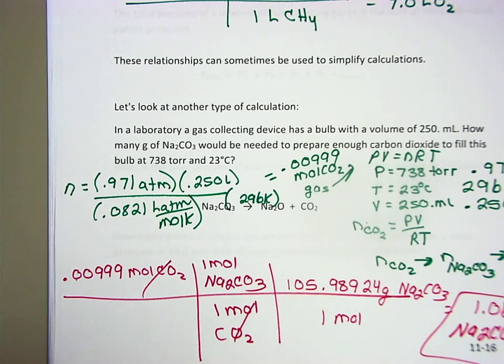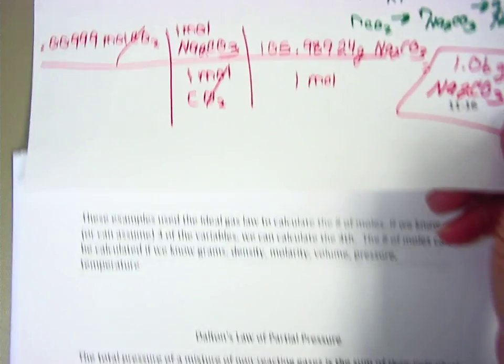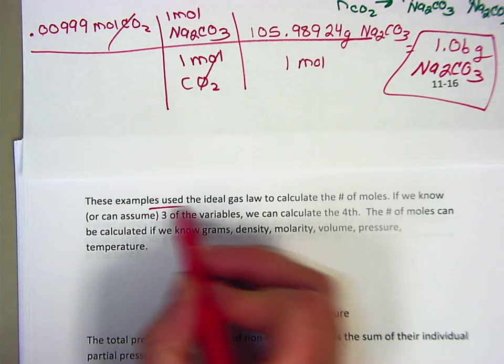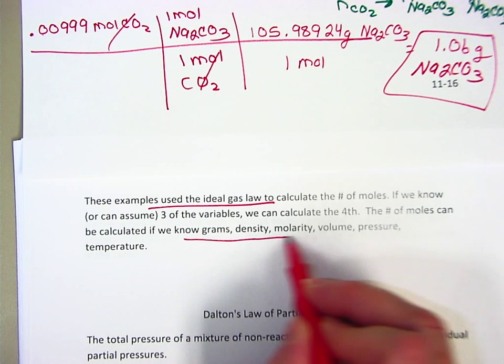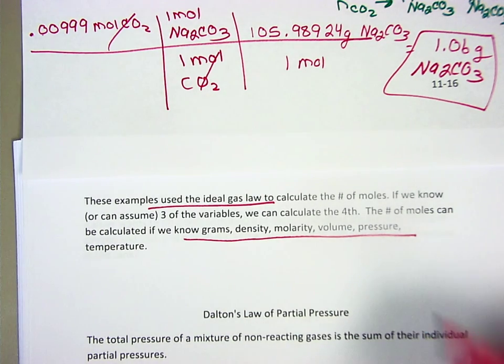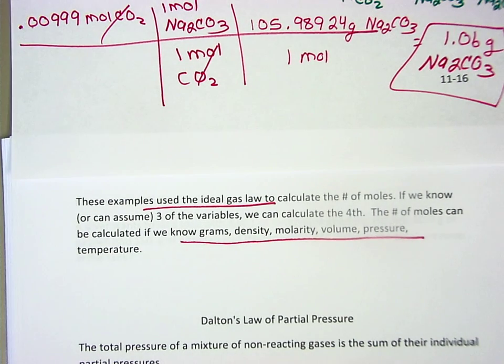A lot of these problems use the ideal gas law to calculate the number of moles. And then once we know that information, we can go ahead and do something else with it. So as you look at these more complicated problems, we'll be using the ideal gas law, and then we go do something else. And a lot of times we're going to use these other concepts that we've discussed previously. And you even saw one example where we used empirical formulas.